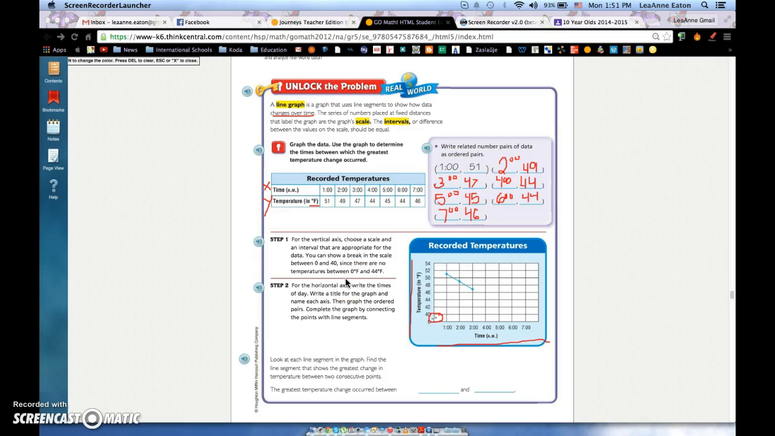Okay, so we have all of our coordinate pairs. Let's look over here. It says, for the vertical axis, choose a scale and an interval that are appropriate for the data. You can show a break in the scale between 0 and 40 since there are no temperatures between 0 and 44. And that's what we mean here. We show the break. And this is vertical. Up and down is vertical.